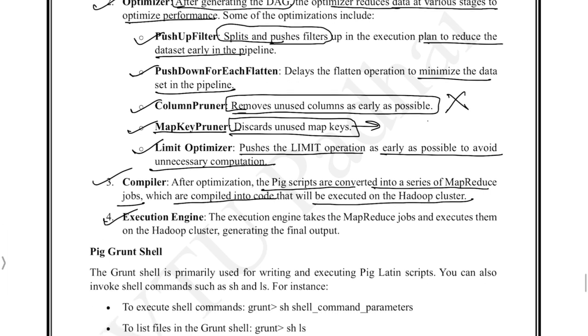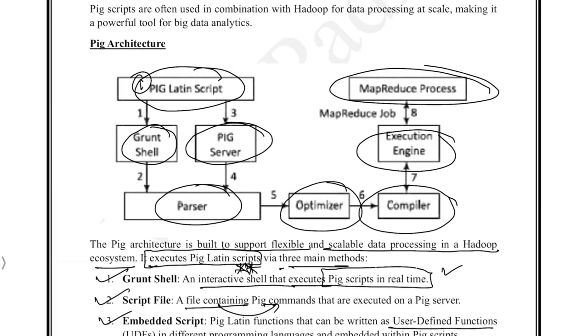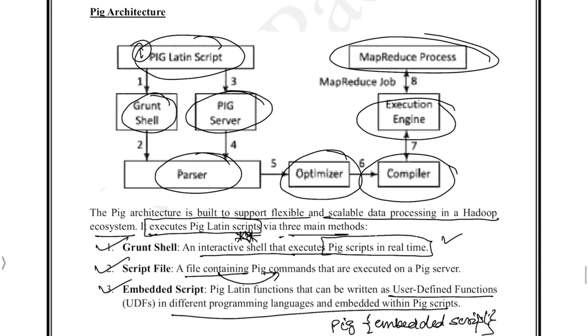Next is the execution engine. The execution engine executes them on a Hadoop cluster, generating the final output. Okay. So first you have the Pig Latin script. The Pig Latin script will interact with the grunt shell. The grunt shell will execute the Pig Latin scripts.